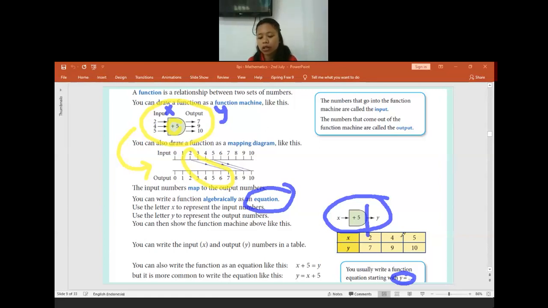So the x is the input. So the input I have are the numbers 2, 4, 5. So the x here, yes?